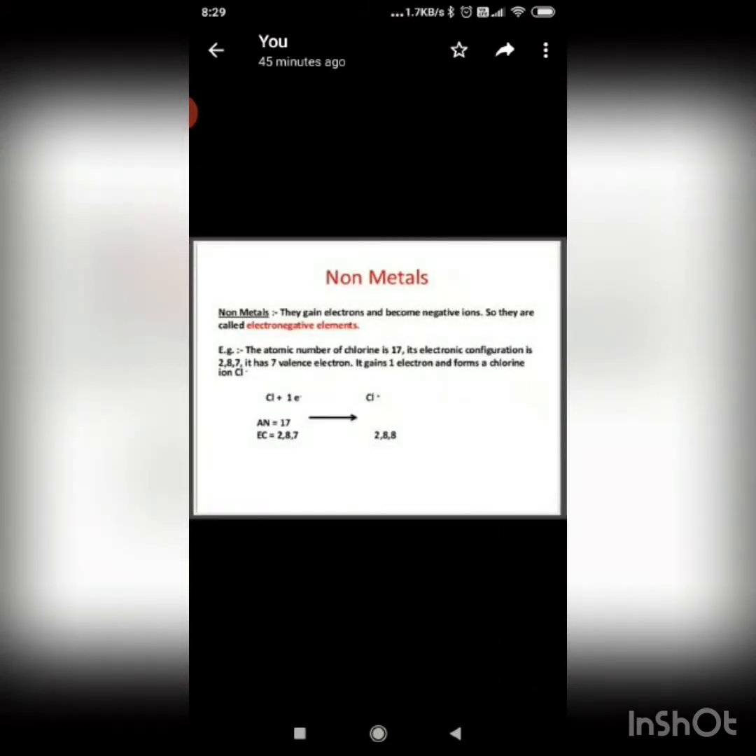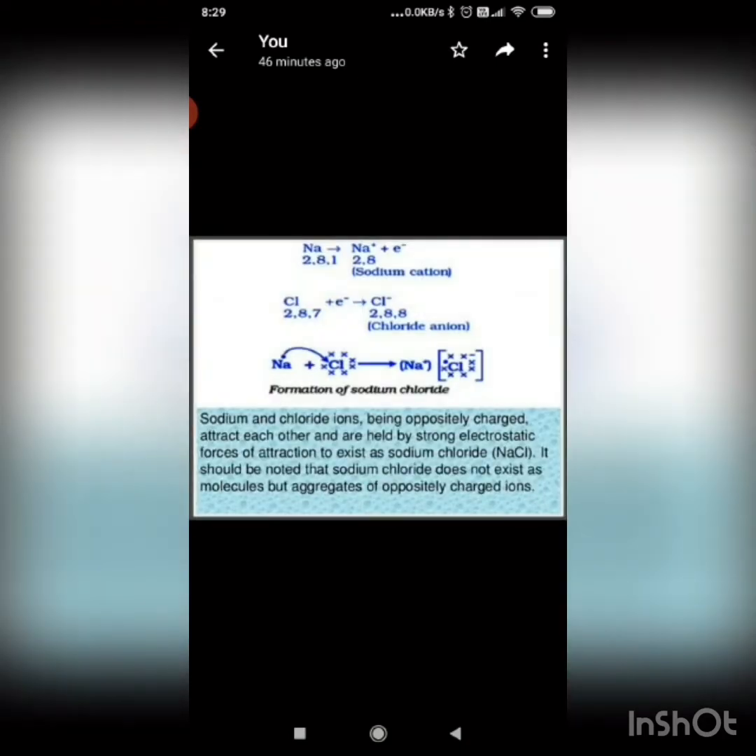Now, what are non-metals? They gain electrons and become negative ions, so they are known as electronegative elements. The atomic number of chlorine is 17. Its electronic configuration is 2, 8, 7. That means it has 7 valence electrons. It gains 1 electron and forms a chloride ion. See how sodium chloride is formed. Sodium is 2, 8, 1 and chlorine is 2, 8, 7. So sodium loses 1 electron and chlorine gains 1 electron.